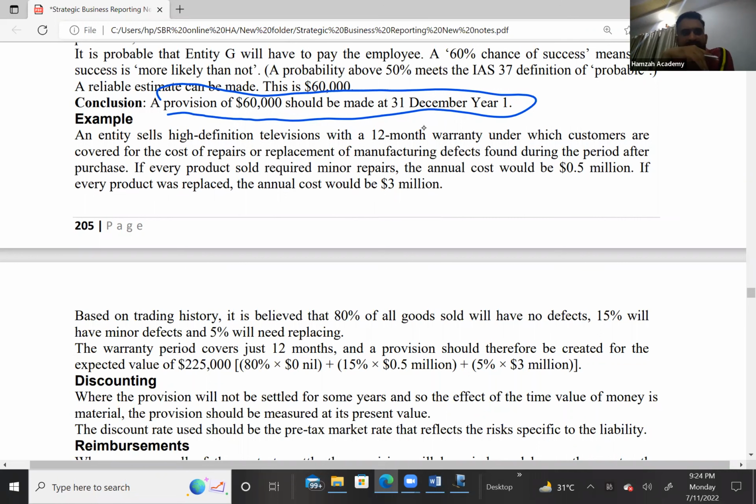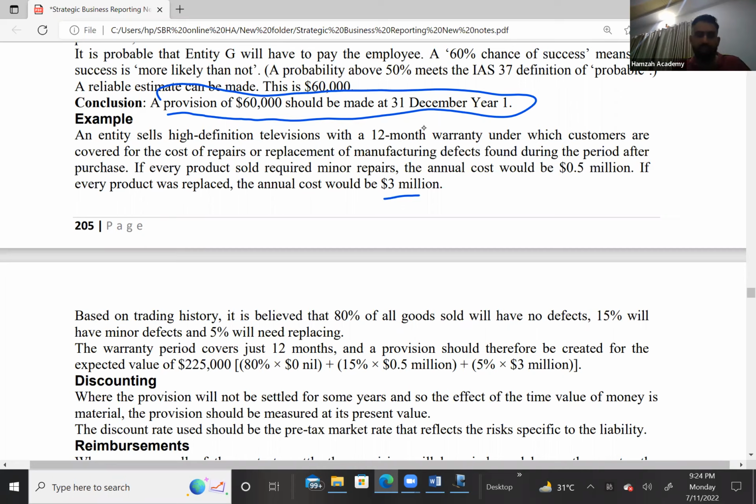So an entity sells high definition televisions with a 12 month warranty under which customers are covered for the cost of repair or replacement of manufacturing defects found during the period after the purchase. If every product sold required minor repairs, the annual cost would be 0.5 million. If every product was replaced, the annual cost would be 3 million. Based on trading history, it is believed that 80% of all the goods sold will have no defect, 15% will have minor defects, and the products which will need to be replaced are 5%.